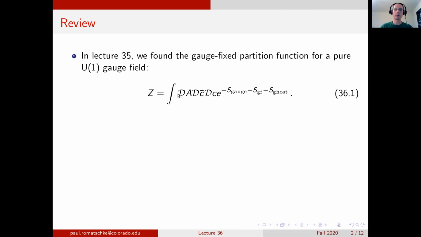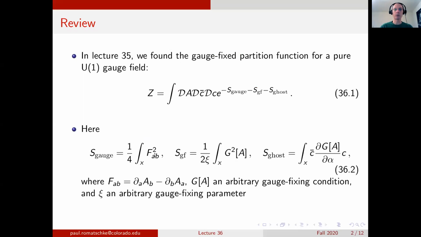It's a path integral over the gauge field A and over the ghost fields C bar and C, times the exponential of minus an action that comes in three parts. There's the gauge part, which is F_AB squared. There's the gauge fixing part, which comes in with the square of the gauge condition G of A and the arbitrary gauge fixing parameter Xi. And the ghost part, that is C bar C times the derivative of the gauge fixing condition with respect to the gauge parameter.